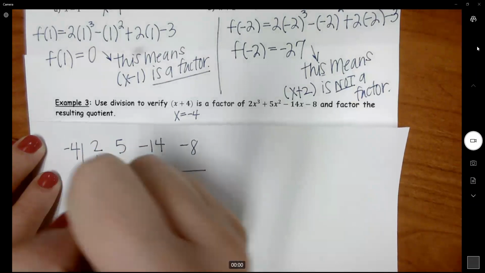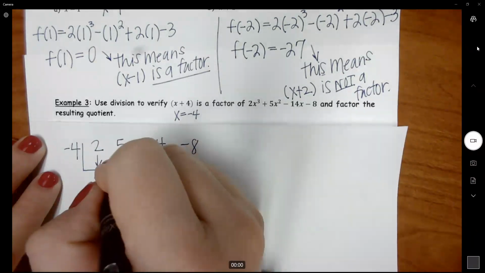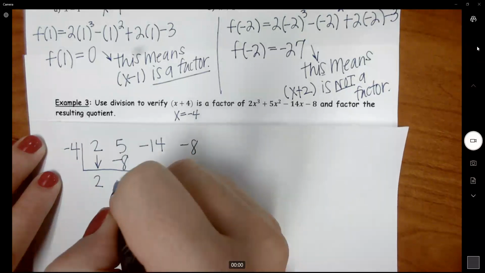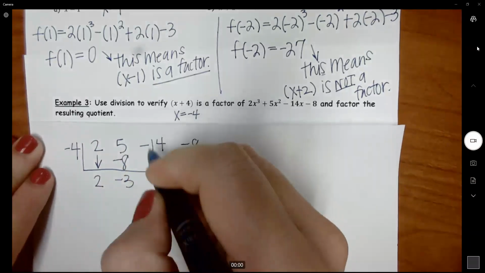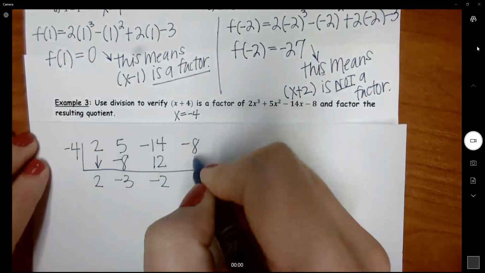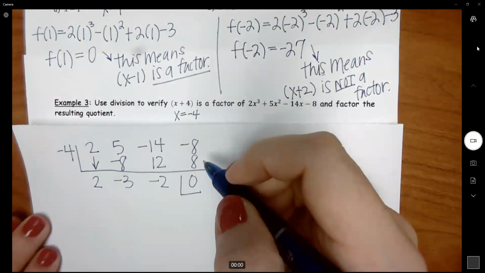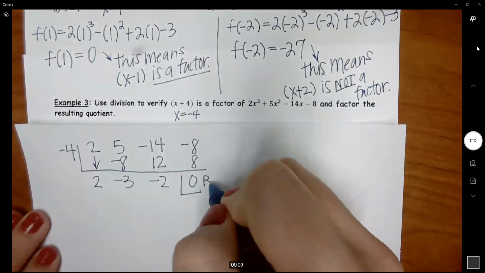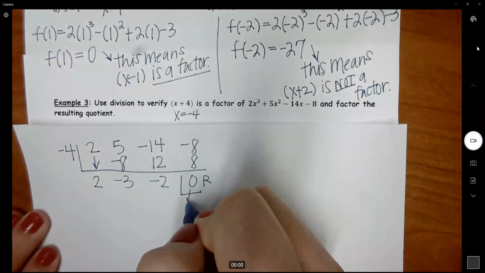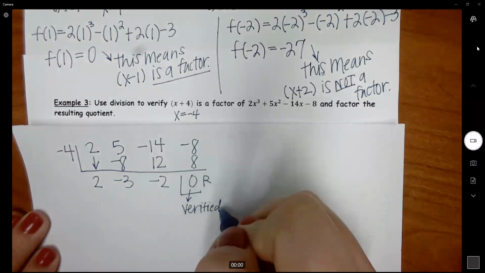So use synthetic division. Drop down your first one. Multiply, add, multiply, add, multiply, add. Okay, so because I get a remainder of 0, this has been verified.